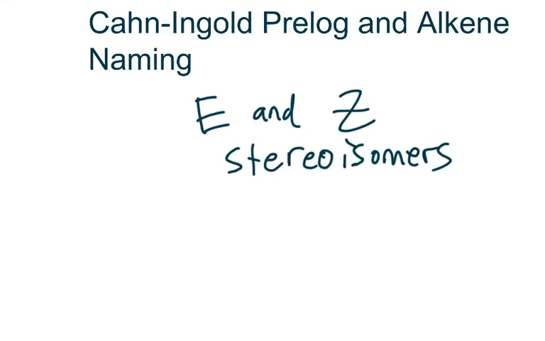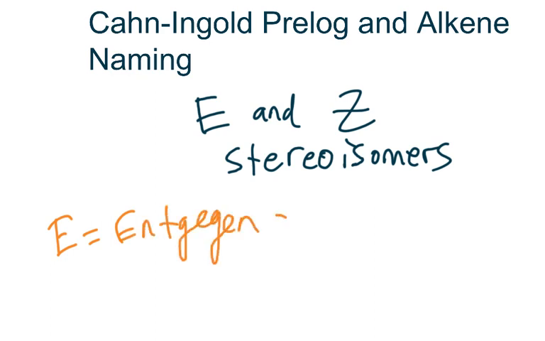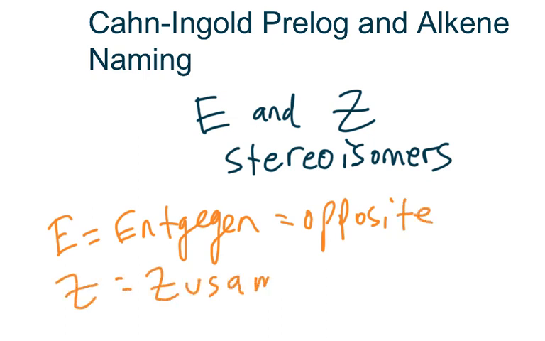Alright guys, welcome back to Underground Science, and in this video we're going to be talking about Cahn-Ingold-Prelog rules, specifically E and Z stereoisomers. Okay, so the E naming stands for entgegen, which basically means opposite. And Z stands for zusammen. If you see Z, you can think of the same side, or together.